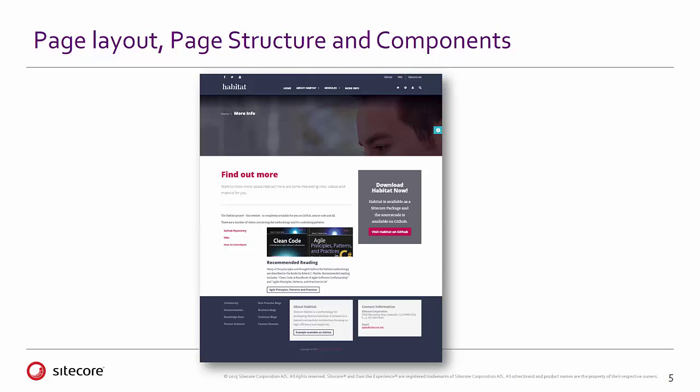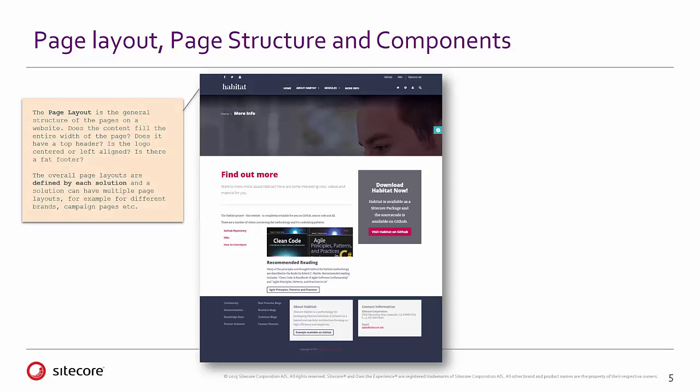So let's just go through some concepts of page layouts, page structures, and what components are. The page layout is the general structure of the page. Is there a header? How is the content shown? Is it full width of the page? Is it fixed width? Is there a top header with, on this Habitat site, a couple of links on the top? Do we have that across all the pages? What kind of footer do we have? Is it a fat footer? Is it just a very basic footer? Do we have a centered logo? How is the header built up?